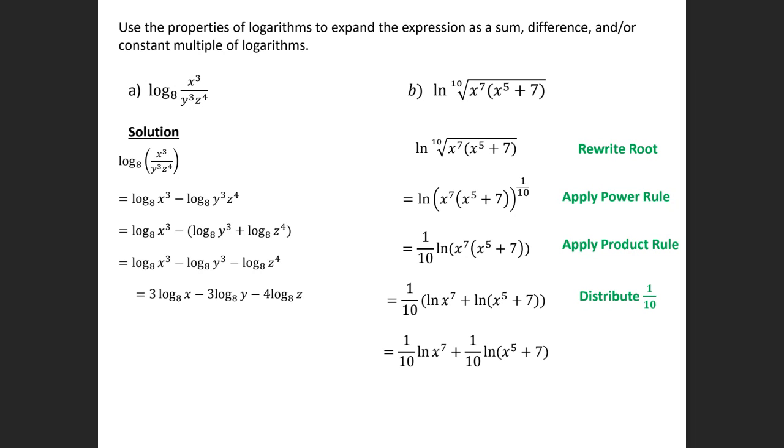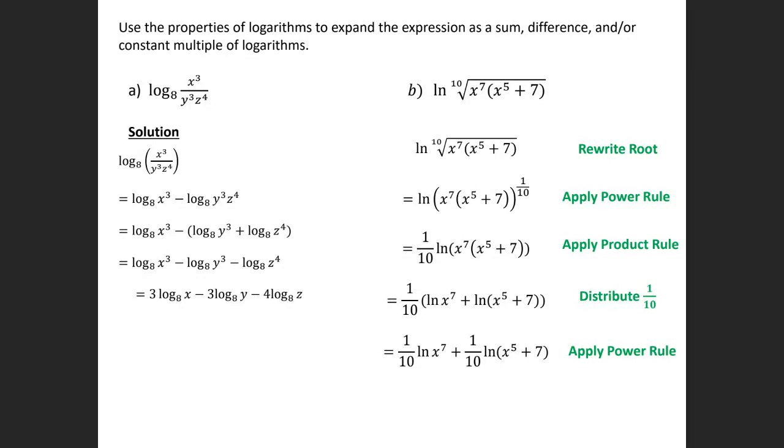Now I can't move forward on this right one, and you might be tempted to want to do something with it. I can't. There are no properties that have an addition of the same base. It's only the product or quotient rule, where the two terms inside the log are being multiplied or divided. There's nothing for addition. So be very, very careful.